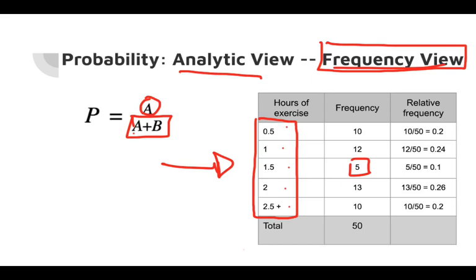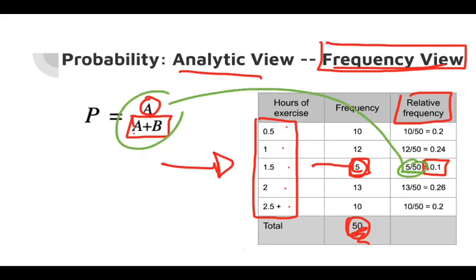And so if I want to know the relative frequency for each of these, I'm just going to take the number of individuals in a given category and divide that by the total number of individuals, and it gives me these decimals, okay? And those are the relative frequencies. Well, if you think about it, these numbers are the exact same thing, right? This calculation is this calculation. It's the exact same thing as the analytic view.